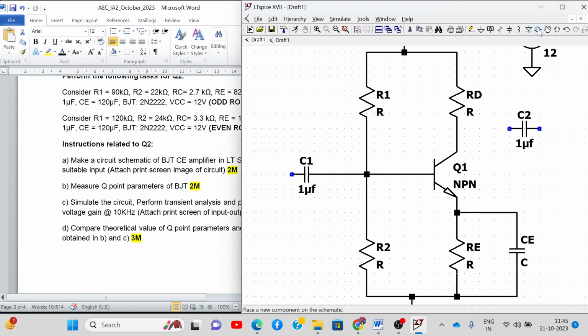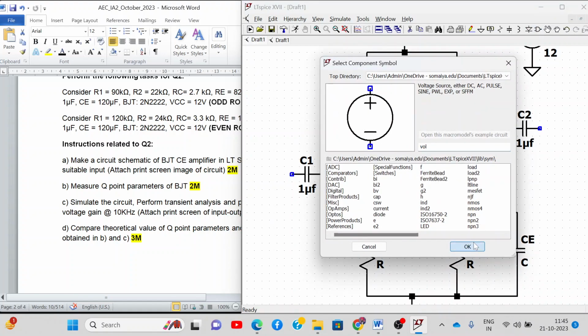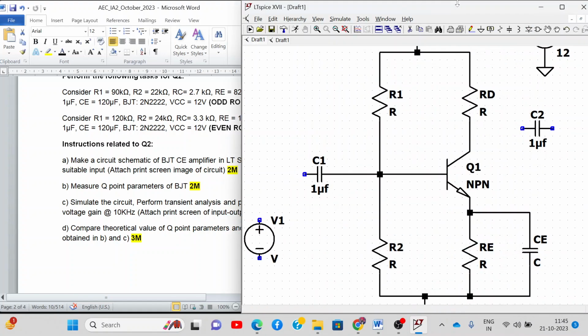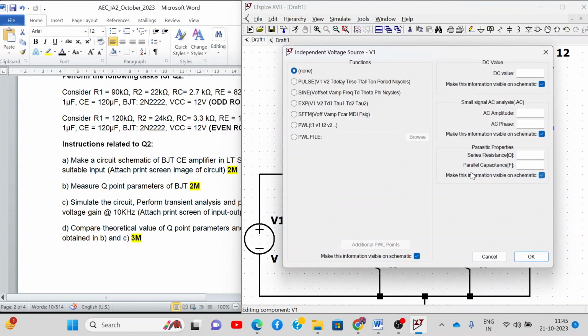Got it? Now input what you will apply. Input voltage source, you connect over there, and I'll connect it with the ground like this. Right click over here, go to advanced and go to sine. So here you can apply 0. Give a small amplitude, 10 millivolts peak.